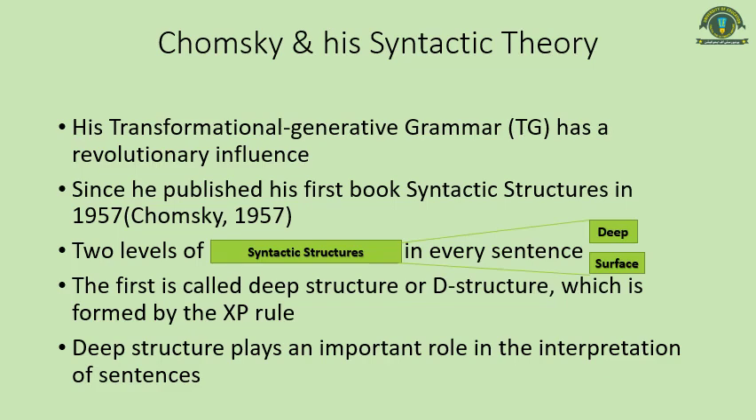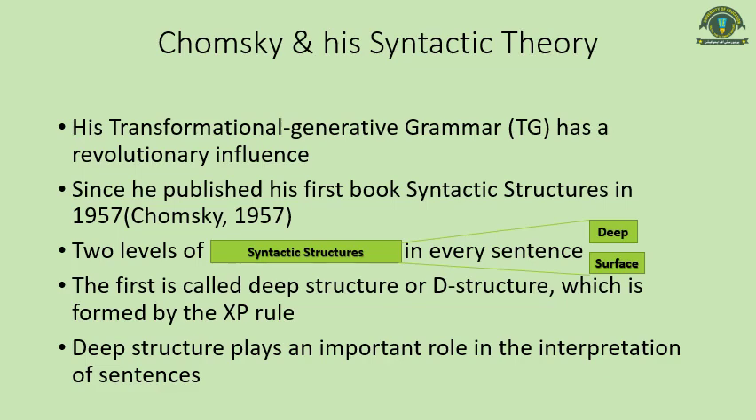In this theory, Chomsky points out that there are two levels of syntactic structure in every sentence. Every sentence has two levels of structure. The first one is deep and the second one is surface. The first is called deep structure, you may call it D structure, which is formed by the XP rule. Deep structure plays an important role in the interpretation of a sentence.